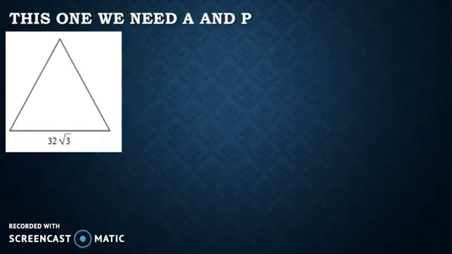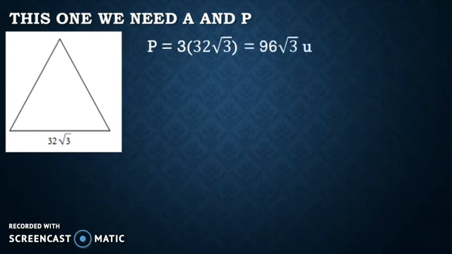The triangle also gives us a 30, 60, 90. It's just this time the 30, 60, 90 is turned. To find our perimeter, we do 32 square root of 3 times 3. Gives us 96 square root of 3. We draw our triangle here.